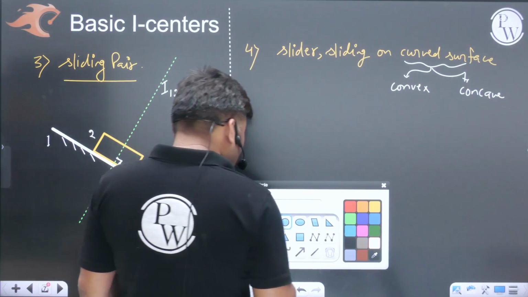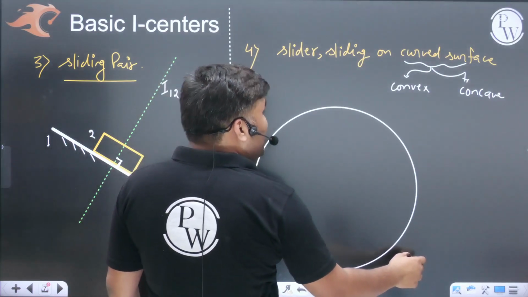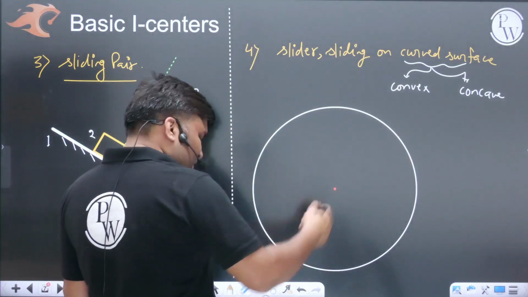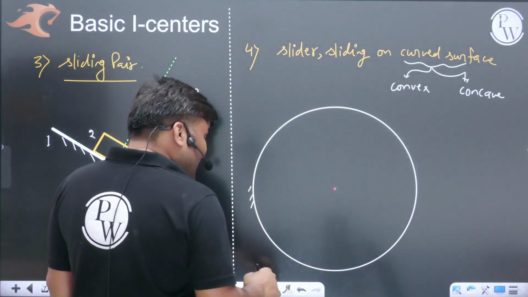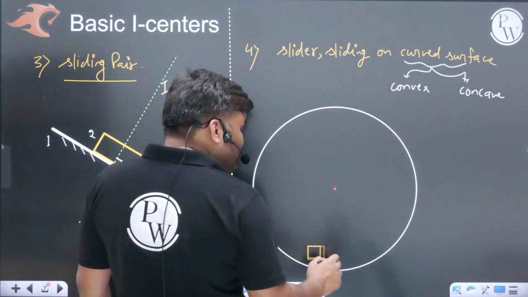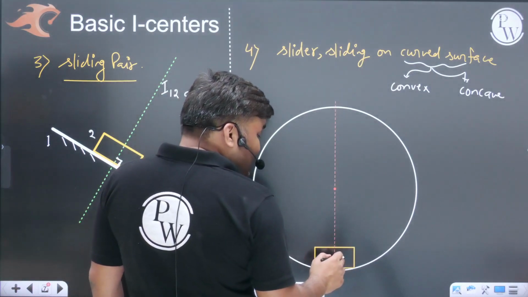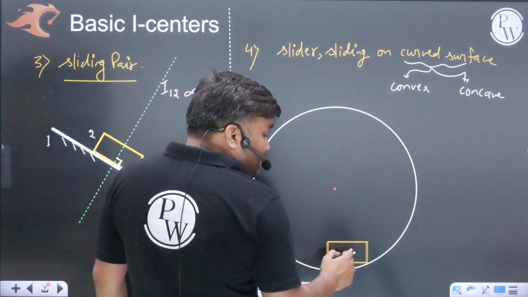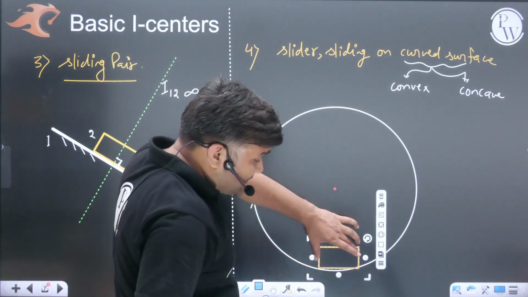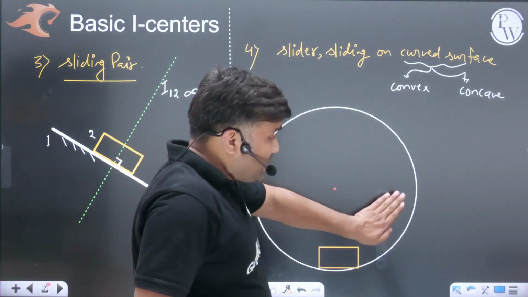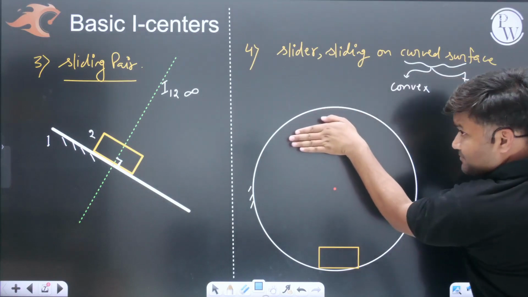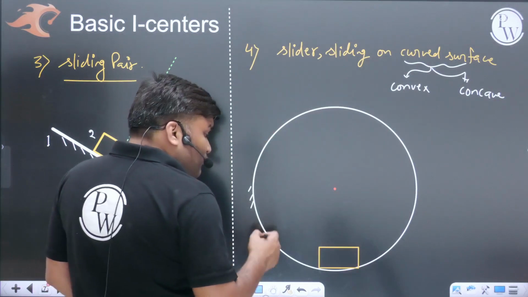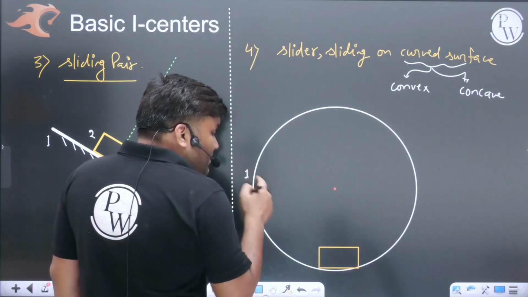What I want to say is, suppose this is a very big fixed surface, and on that surface there is a slider which is going to have sliding motion. This is the block, and this block is going to slide somewhere like this. Getting my point? Now, if you want to find out where the I center is going to be, this is link number 1 and this is link number 2.